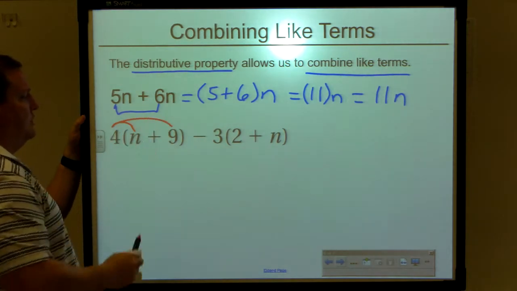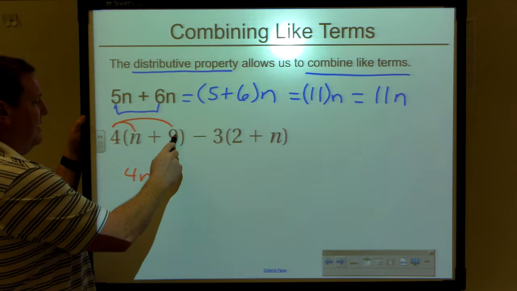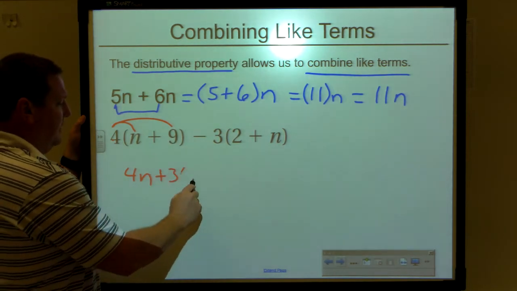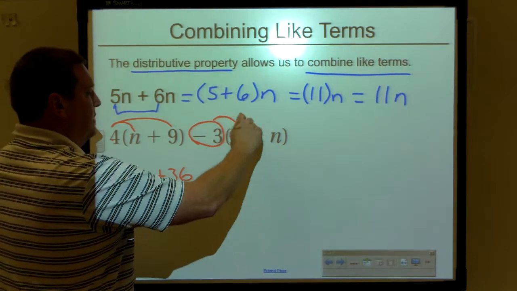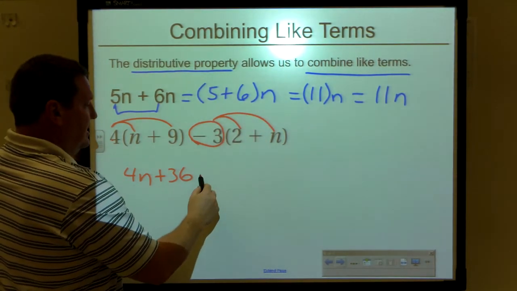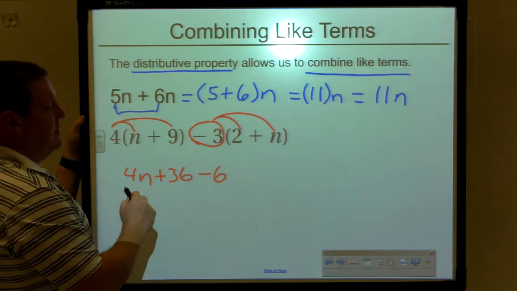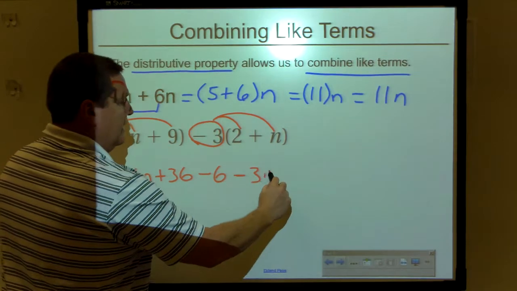4 times n, 4 times 9. So 4 times n is 4n. 4 times positive 9 is positive 36. Be careful here. This is a negative 3 that's being distributed with both of these numbers. So this is a negative 3 times 2, which is a negative 6, and a negative 3 times positive n, which is a negative 3n.